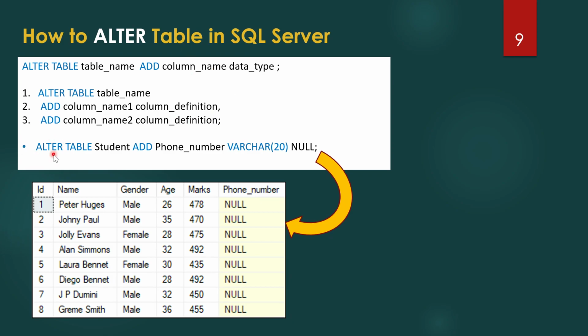Okay. And then for this one, how do they add? As you can see, when they created the table, they had up to marks, right? But they want to add phone. So what do they do? ALTER TABLE, and the table name is students. They ADD phone number VARCHAR(20). Okay, so they add that.